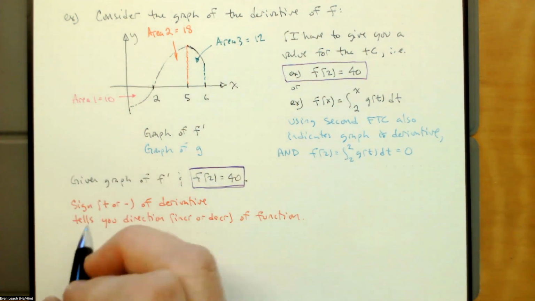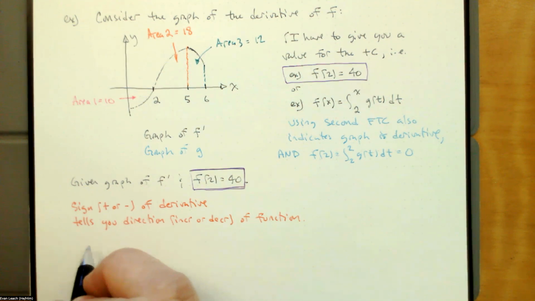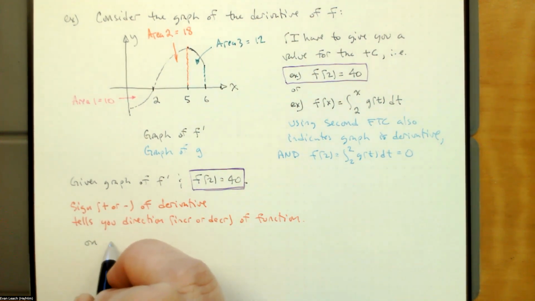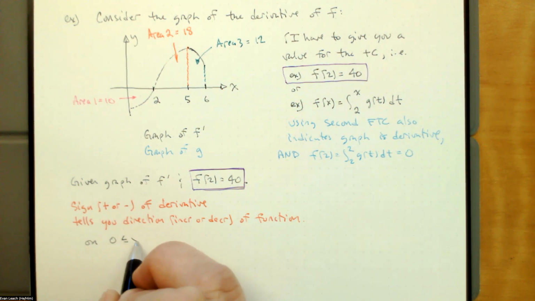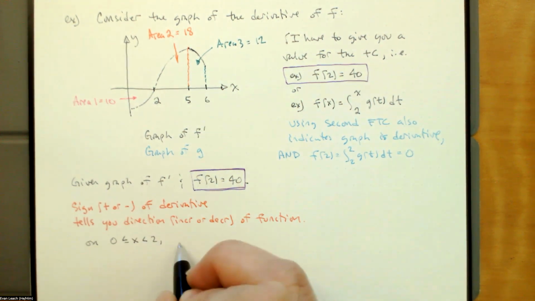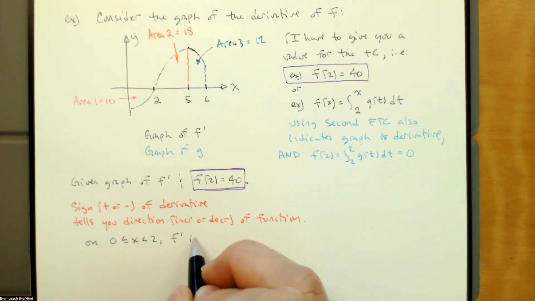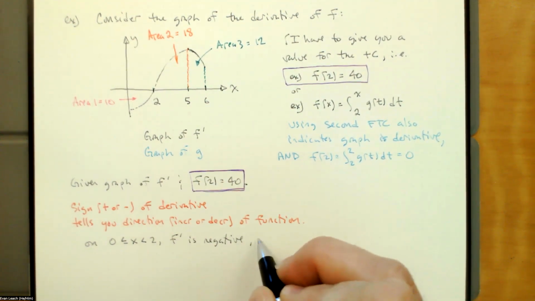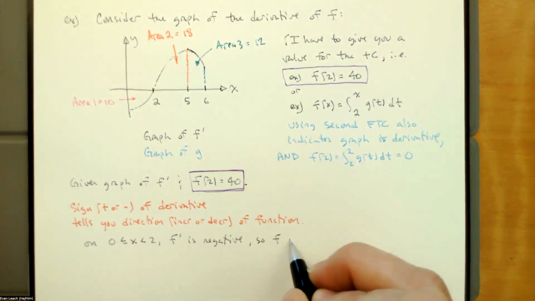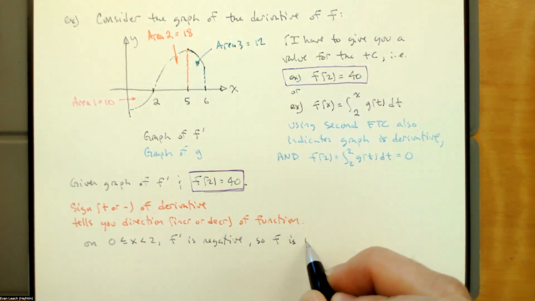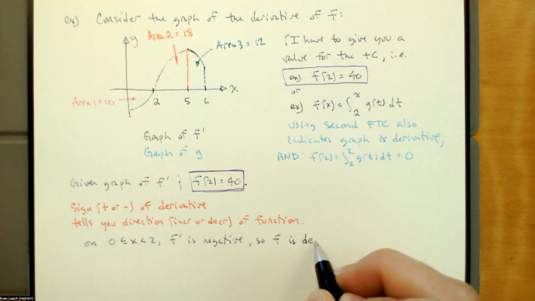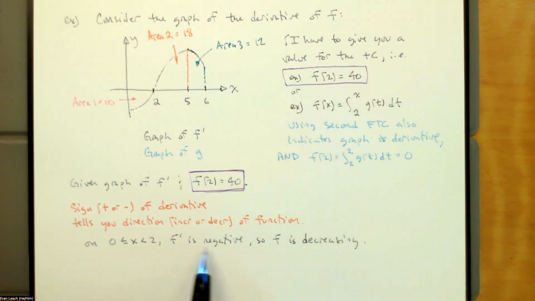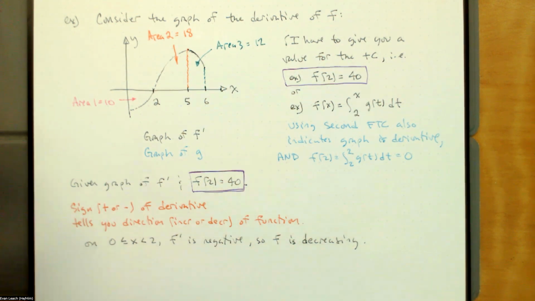So for this graph here, we see that f prime on the interval from 0 to 2 is negative. So f is increasing, or sorry, decreasing. The derivative is negative, so the function is decreasing.